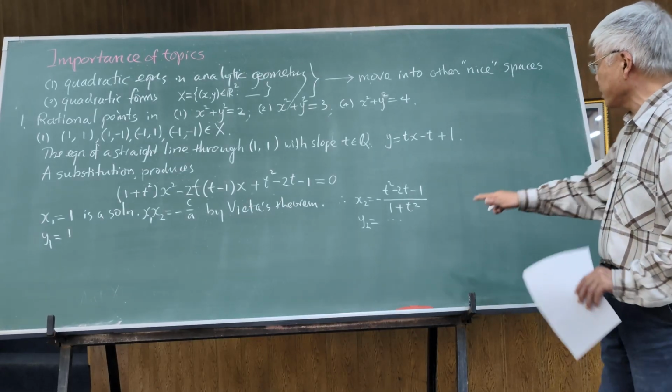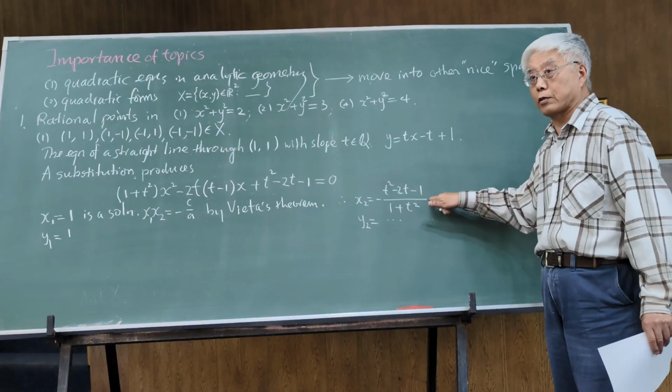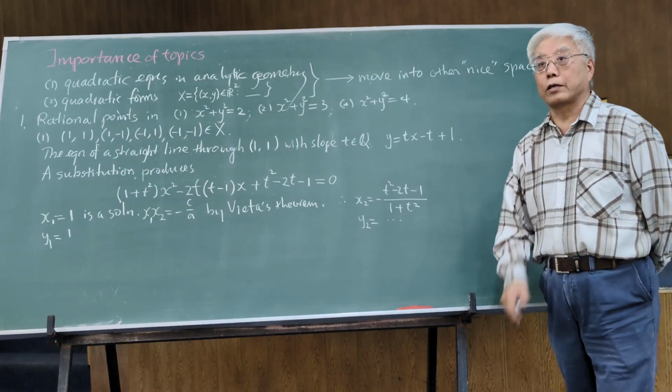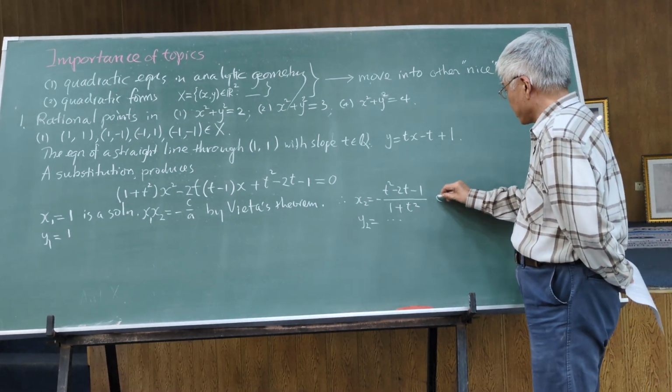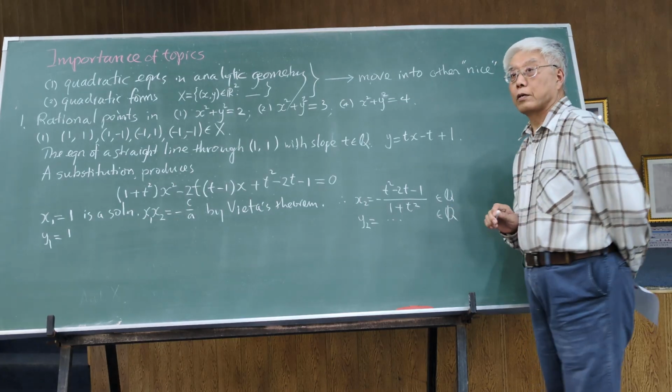And after finding it, you have that this is a rational function of t. And when t is a rational number, then a rational function of a rational number is also a rational number. So these two are both, the main thing is they are both in Q.